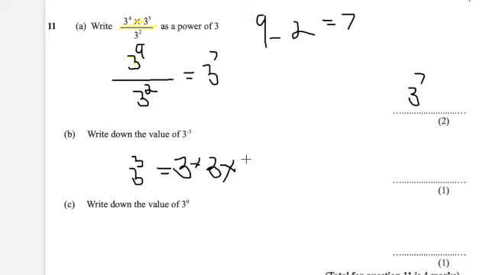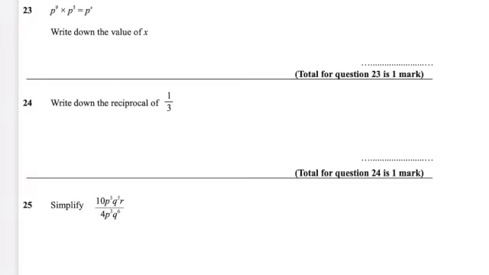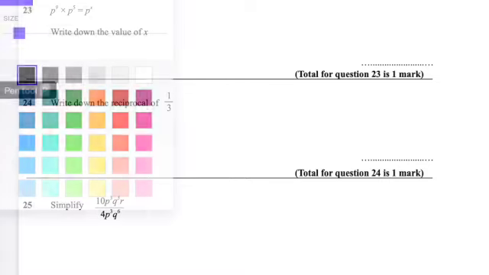So 3 times 3 times 3, it's not 9, it's 27. And then 27, 1 over 27. Question C now. Write down the value. Moving on to something harder.